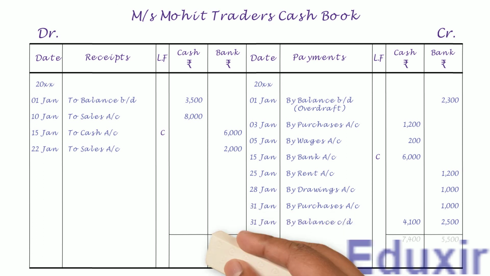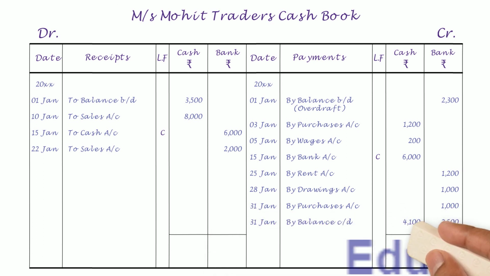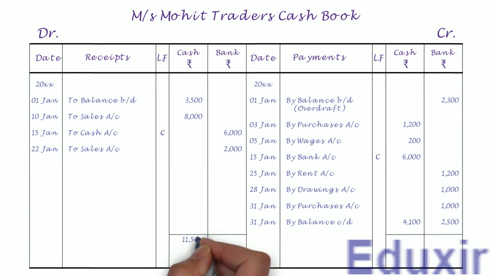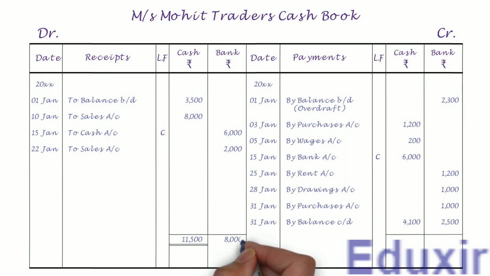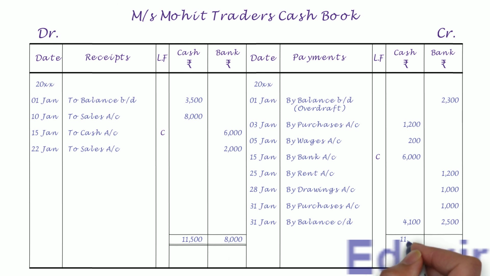Now, if you total, as we have already done, the total of all the receipts on the debit side under the cash column will be 11,500 rupees. And the total of all the receipts on the debit side under the bank column will be 8,000 rupees. Similarly, the total of all the payments on the credit side under the cash column will be 11,500 rupees. And the total of all the payments on the credit side under the bank column will be 8,000 rupees. So the bank column of the cash book is balanced.